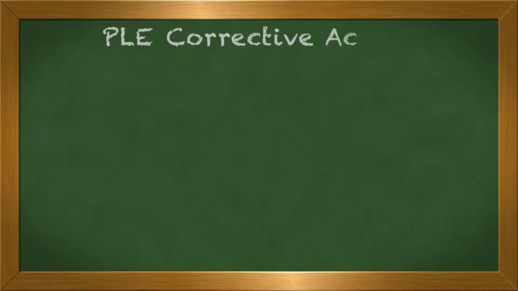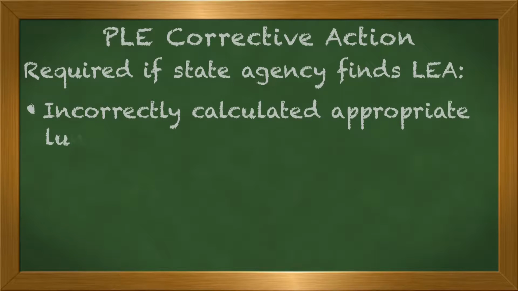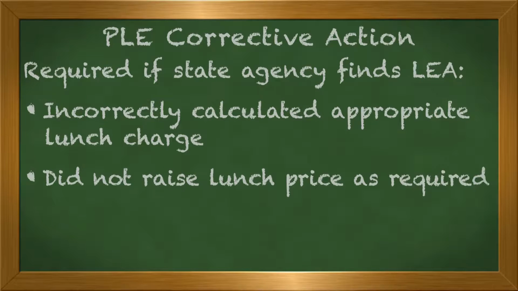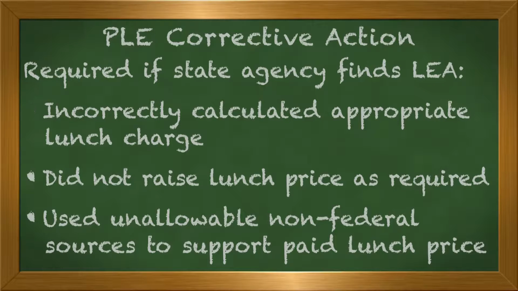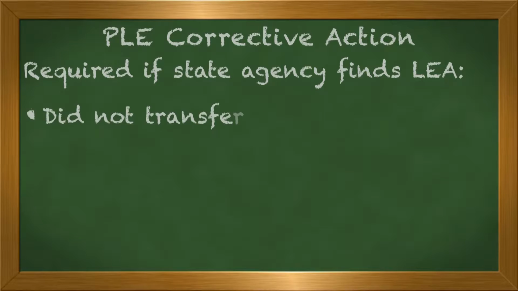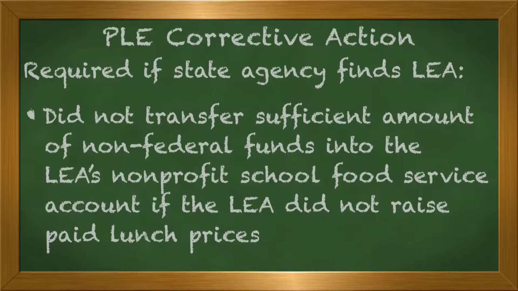The state agency must require the LEA to take corrective action for paid lunch equity if, during the course of the resource management review, the state agency finds that the LEA incorrectly calculated the appropriate paid lunch charge, did not raise its paid lunch price if such an increase was necessary, used unallowable non-federal sources to support its paid lunch price, or did not transfer a sufficient amount of non-federal funds into the LEA's nonprofit school food service account if the LEA did not raise its paid lunch prices.